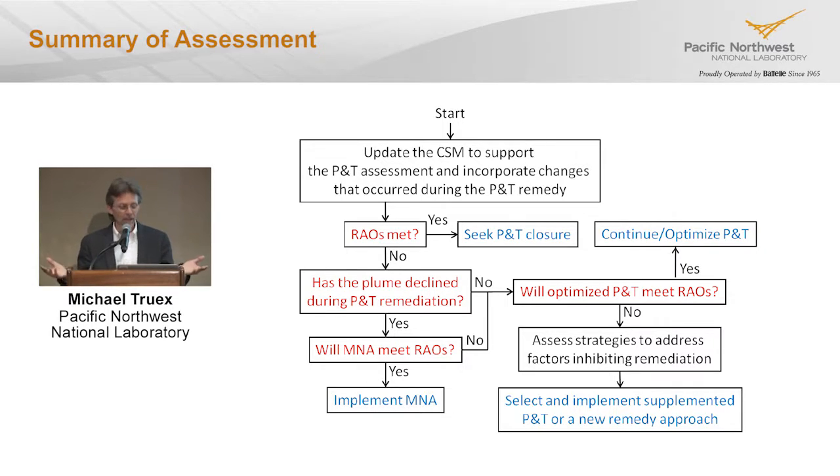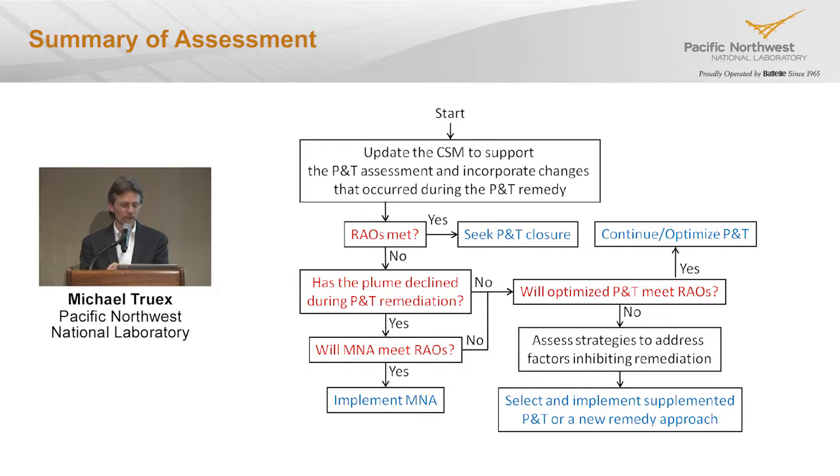And so, obviously you're going to look at whether or not you've met the remedial action objectives. But beyond that, some of the key elements you're going to look at are things like, well, during this pump and treat period, has my plume declined? In some cases it doesn't, right? But if it has, then you might ask the question, well, have I declined it enough that M&A will now meet my goals? Can I pull the plug on pump and treat and reach that? So there's a line of evaluation you do to support that, and that may or may not be the case.